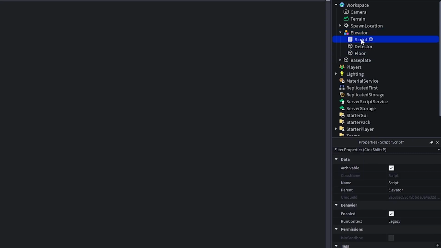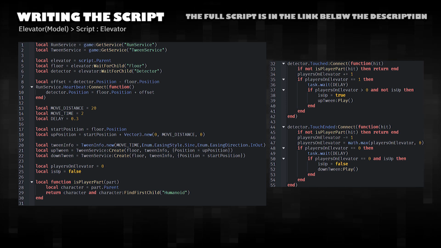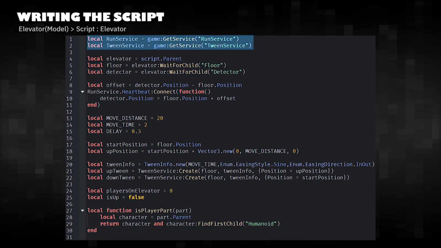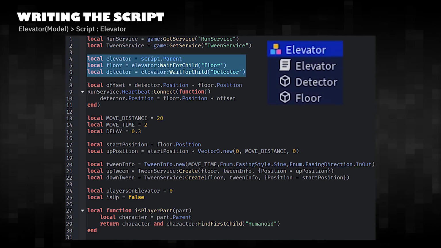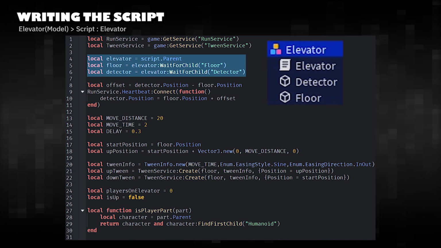Add the script to the model. Writing the script. This script creates an automatic elevator system. Get the run service and tween service. Get references to the elevator model, the moving floor, and the detector part.